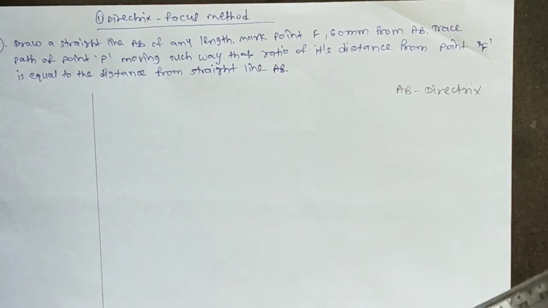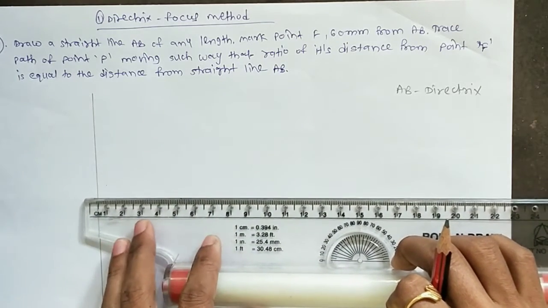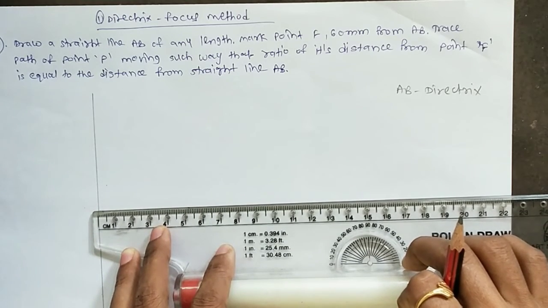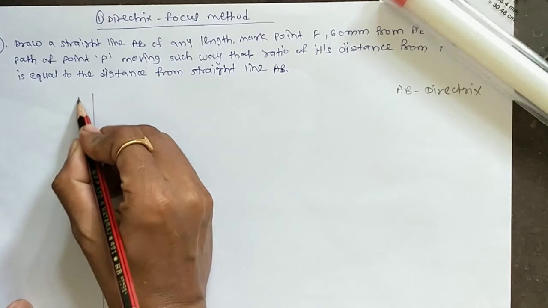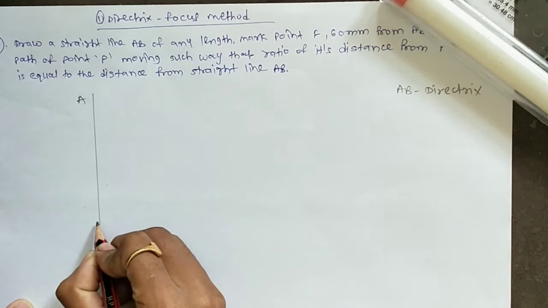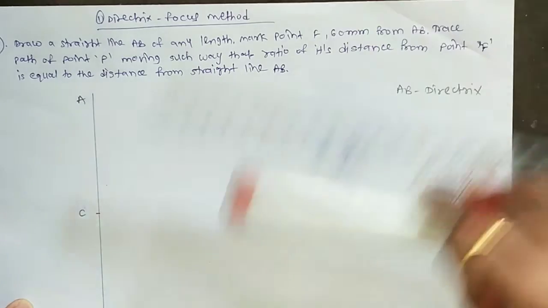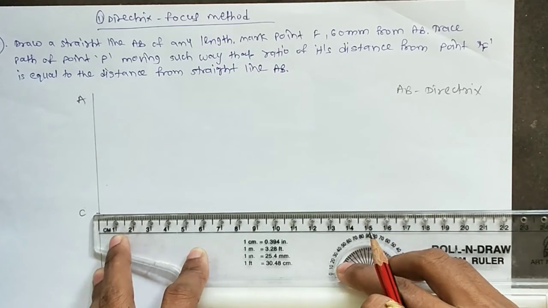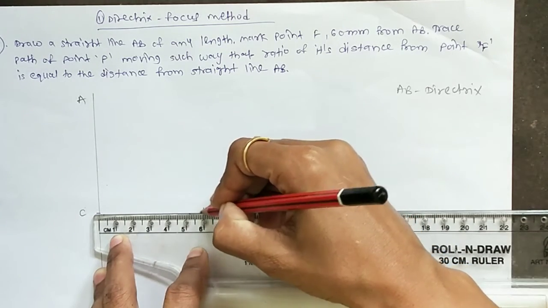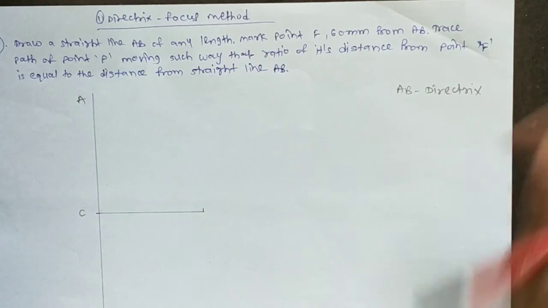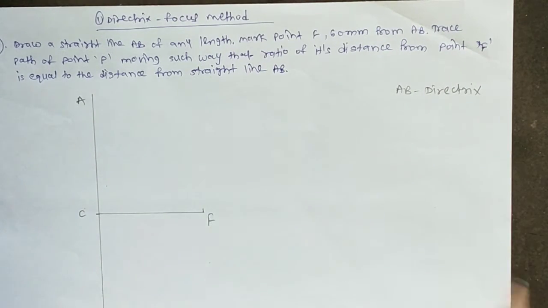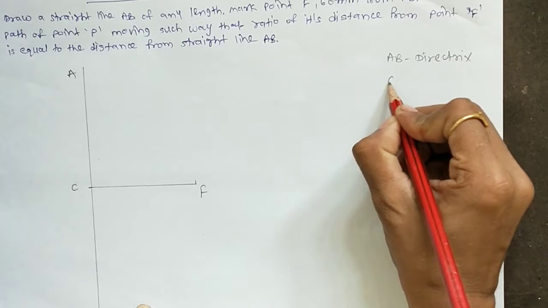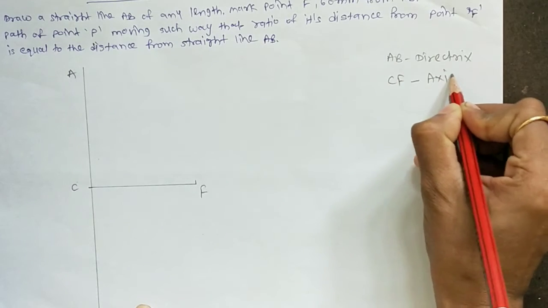So draw 60 mm distance from this line AB. Give its name A and B. Then take any point C on this line and mark 60 mm distance. And give name to this point as point F. Now CF is called as axis of parabola. So CF is the axis.